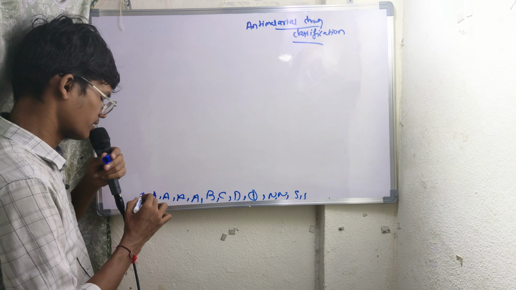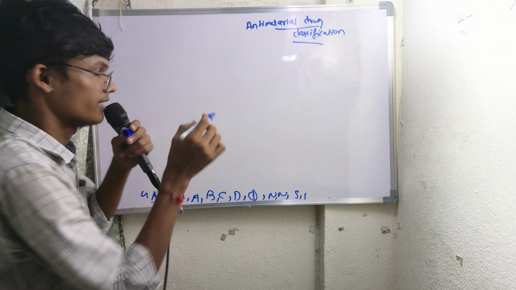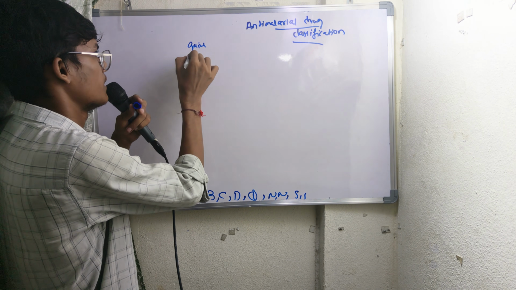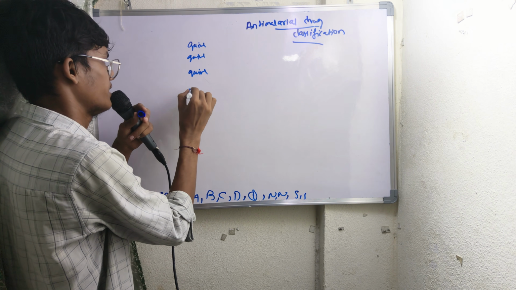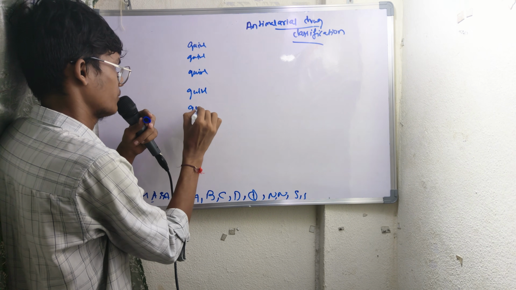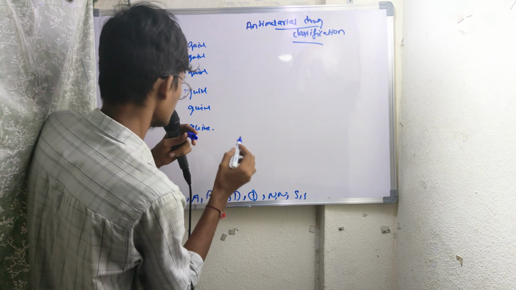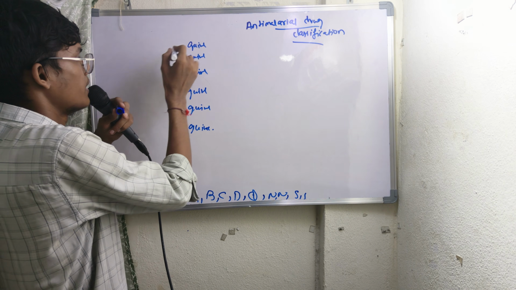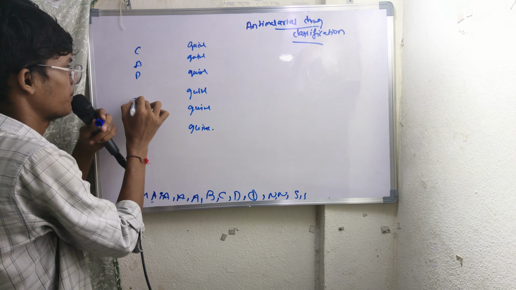Here in front of our first A write 4 and second A write 8. And now follow the code for drugs, that is first write queen, again queen, again queen, again queen, again queen, again queen. 6 times you have to write. Okay, after writing queen, here write cap PTM.